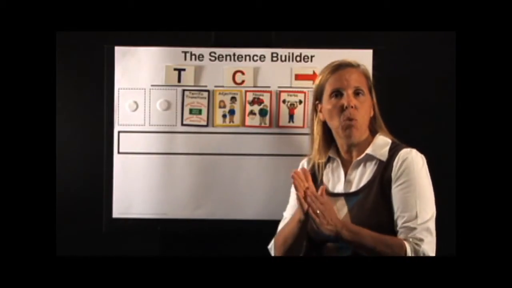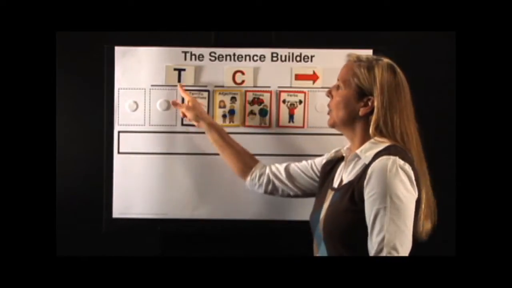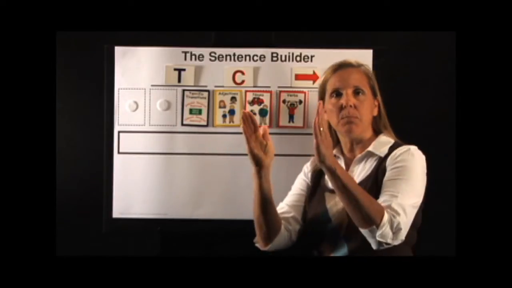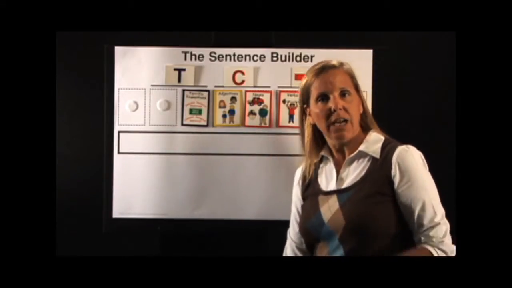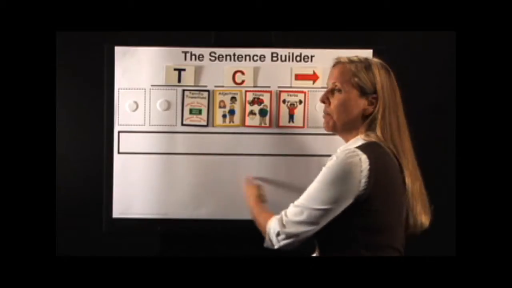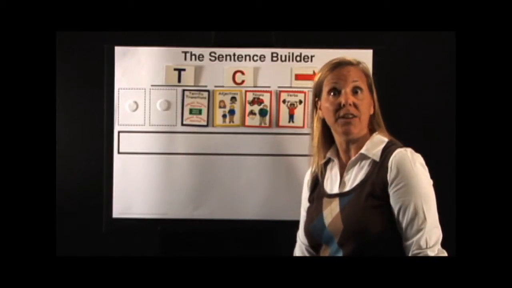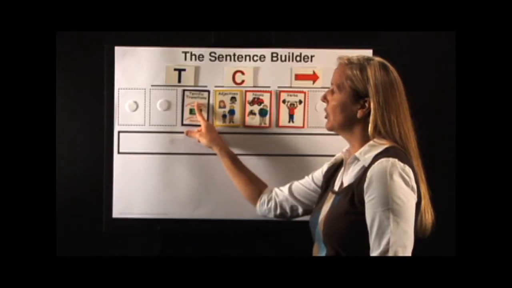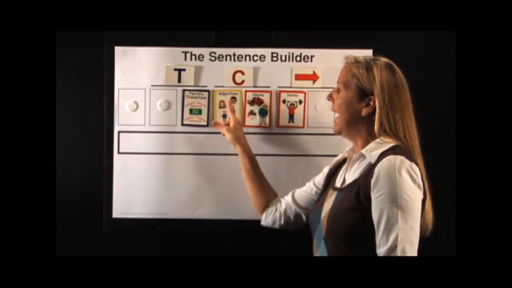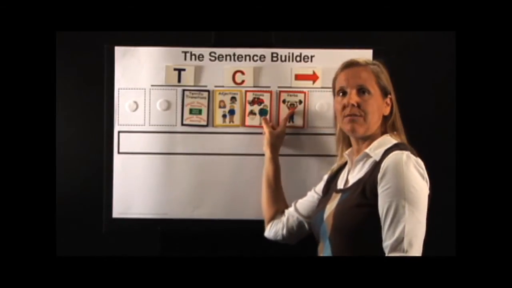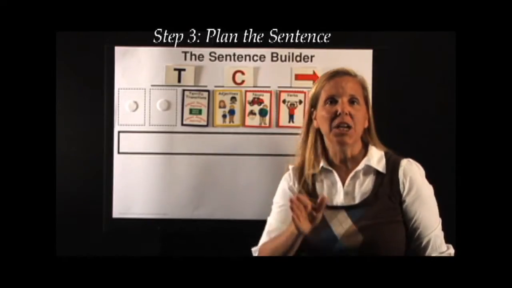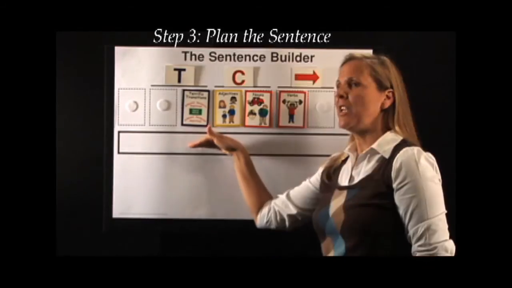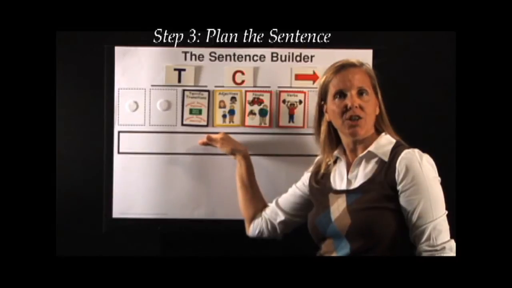Our second step was parts of speech. So we added our cards so that we could break our sentence down into tiny units, so that later we could brainstorm and come up with a really sophisticated transitional sentence. Our parts of speech cards were the terrific transition card, adjectives, nouns, and verbs. Step 3, plan the sentence. We need to plan our transition sentence.